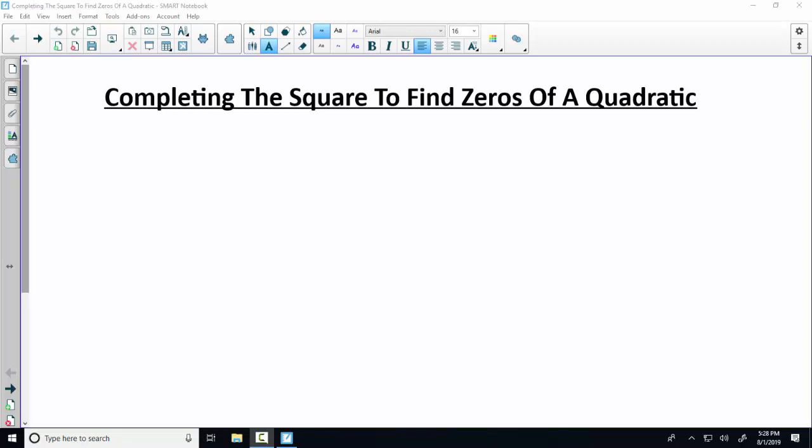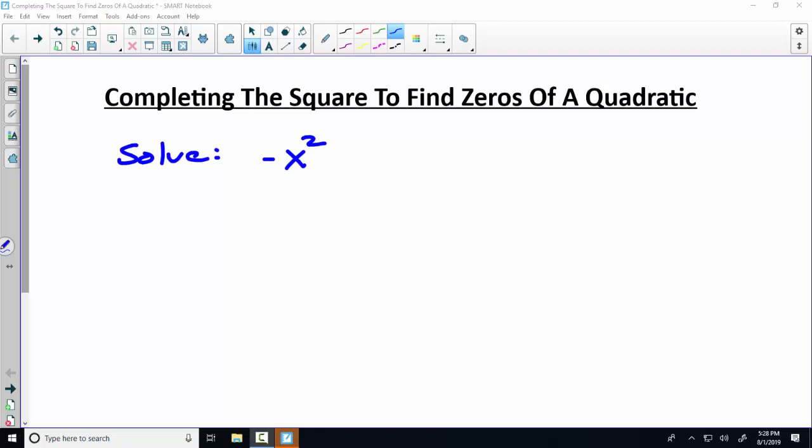We're going to complete the square to find zeros of a quadratic in this video. So we are told to solve negative x squared plus 10x equals 18. This one looks a little bit different than some of the other ones we might see. One thing is that it's not equal to 0. That's because we've already had the constant 18 moved over to the other side.